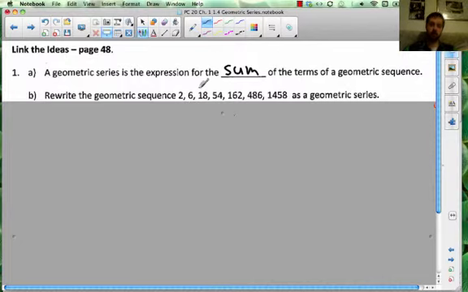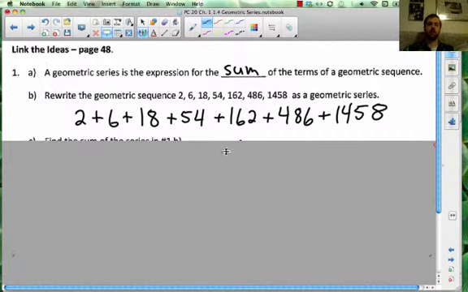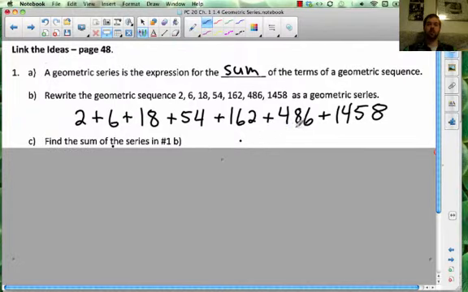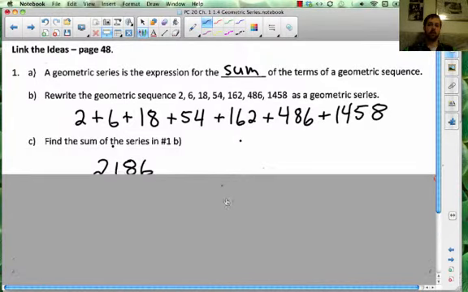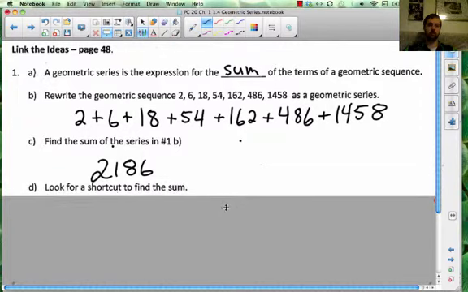So go ahead and hit pause. When you come back, the answer will be there for you. So hit pause now. Okay, so there's what that looks like as a geometric series now. All you've done is taken and put the plus sign in between each one of those terms. Find the sum of these. So it's a matter of punching them into your calculator. So you can go ahead and do it, or whatever. Here's the answer. Okay, 2186.